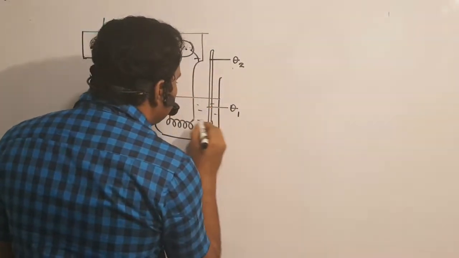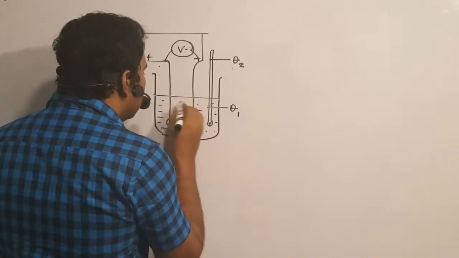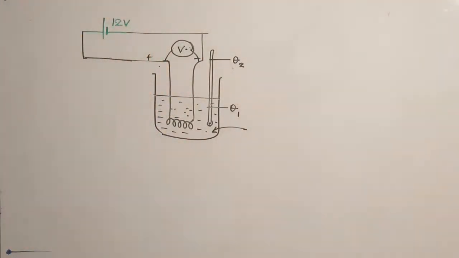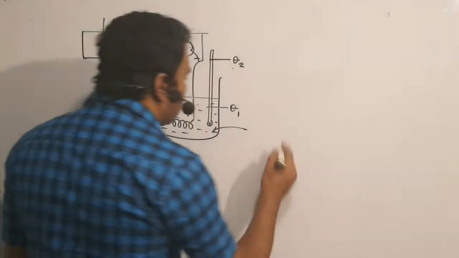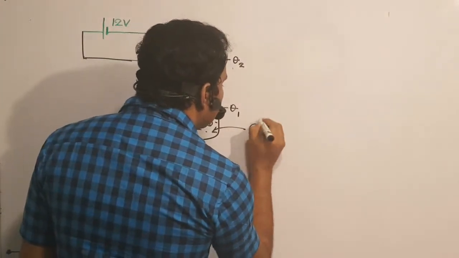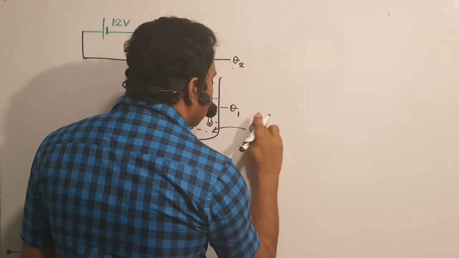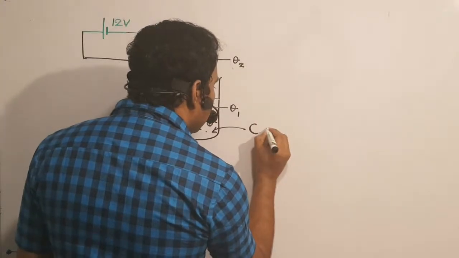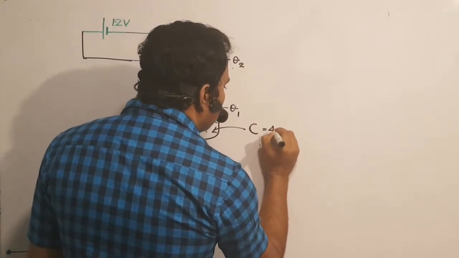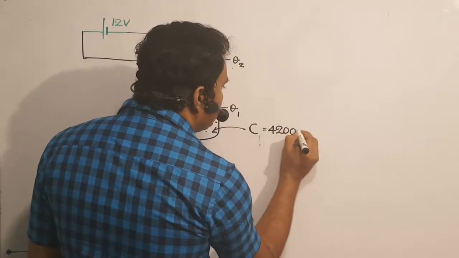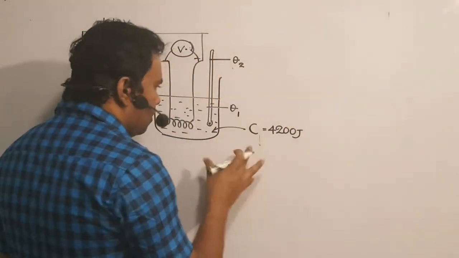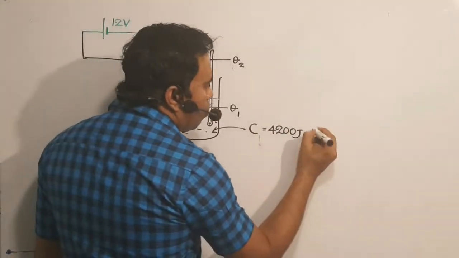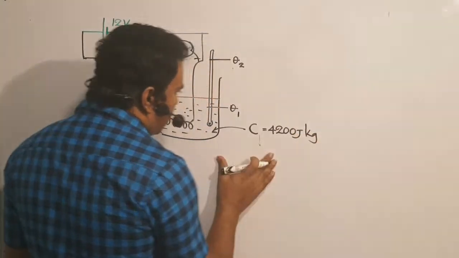So here's water. In the lesson of heat, we have to consider specific heat capacity and heat capacity. Specific heat capacity, that's simple c. The specific heat capacity of water is 4200 joules. So that is the energy required to increase the temperature of 1 kilogram of water.